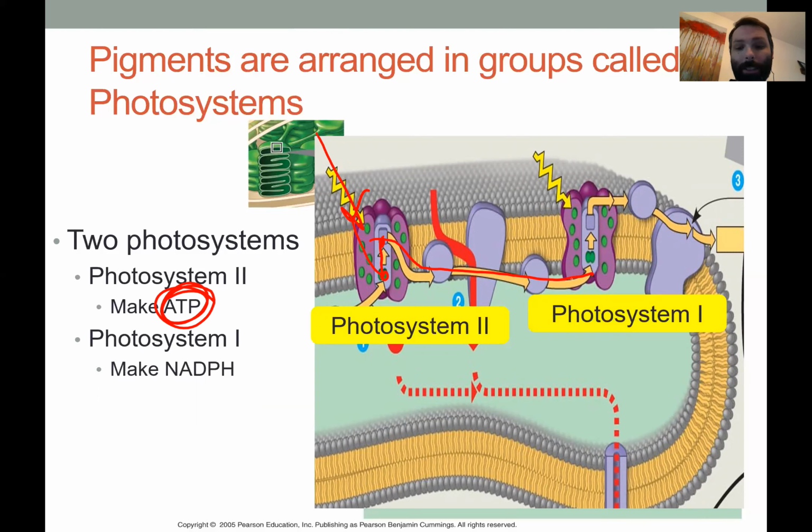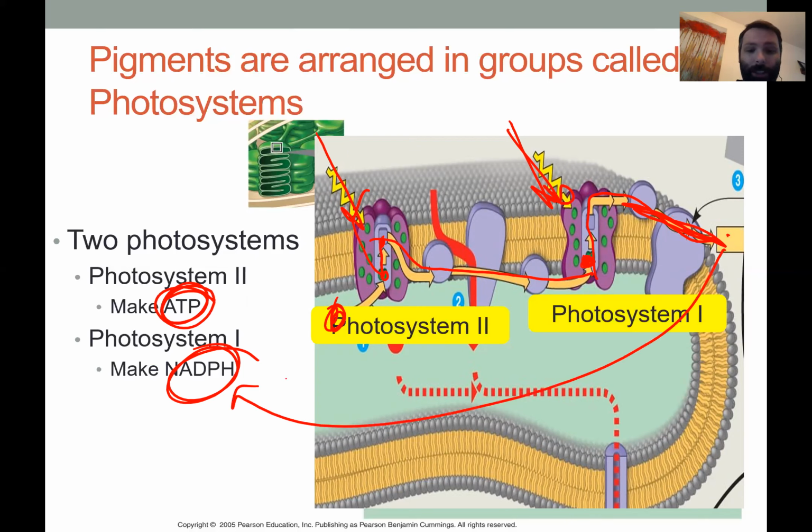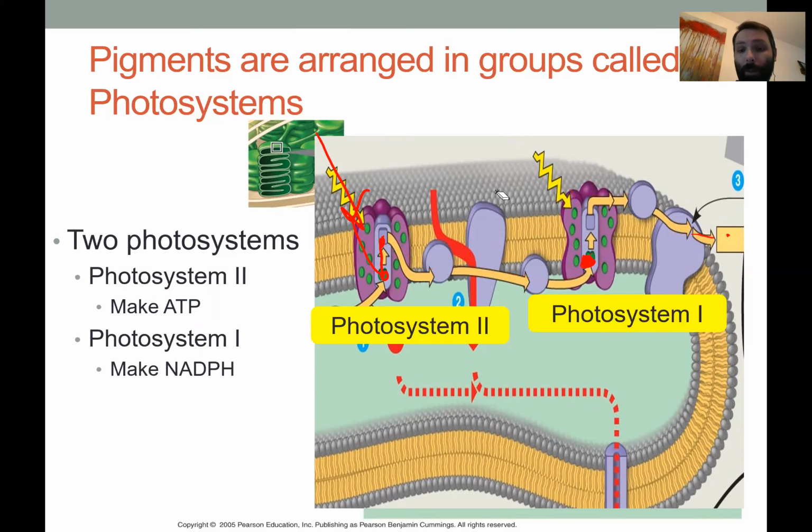Now that same electron is going to get re-energized from photosystem 1, and it's going to go through a shorter electron transport chain, which is going to lead towards the creation of NADPH, right? So the electron that started with water, which you can't see, it's supposed to be right there, got passed and passed and passed and eventually ended up on NADPH, right? So now we have two molecules, ATP and NADPH, that can go off to wherever they need to go.